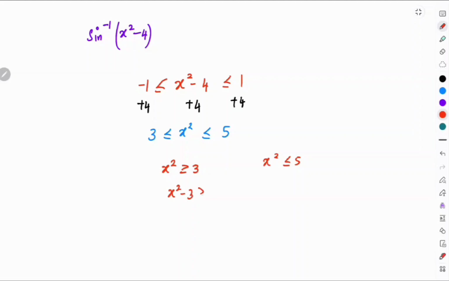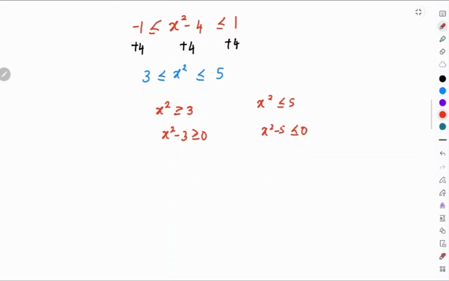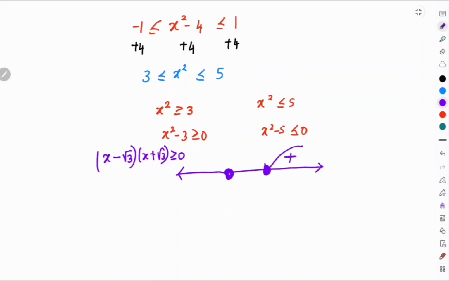So x² − 3 ≥ 0 and x² − 5 ≤ 0. If you are going to solve this on the number line, for x² − 3 ≥ 0, I can write (x − √3)(x + √3) ≥ 0. So for this we are going to get plus, minus and plus. So the region which we are going to get is these two, right?